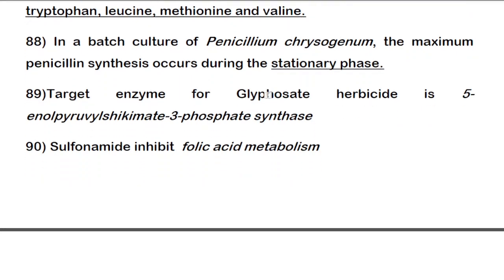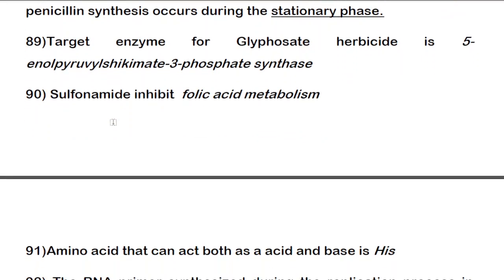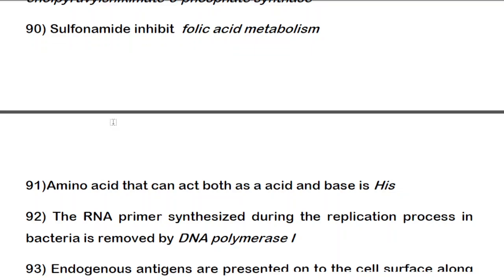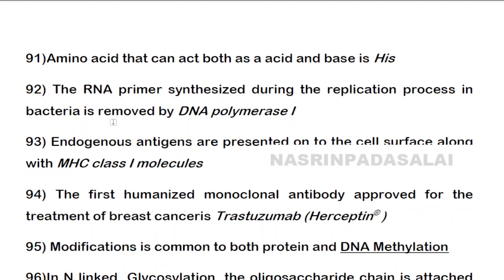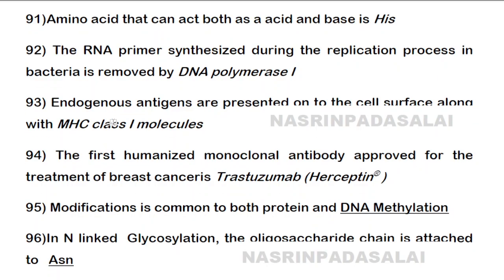88. In a batch culture of Penicillium chrysogenum, maximum penicillin synthesis occurs in the stationary phase, because in the stationary phase nutrients are a limiting factor, so there will be more secretion of the secondary metabolite, which is penicillin. 89. The target enzyme for the glyphosate herbicide is 5-enolpyruvylshikimate 3-phosphate synthase. 90. Sulfonamide inhibits folic acid metabolism. 91. The amino acid that can act as both acid and base is histidine.